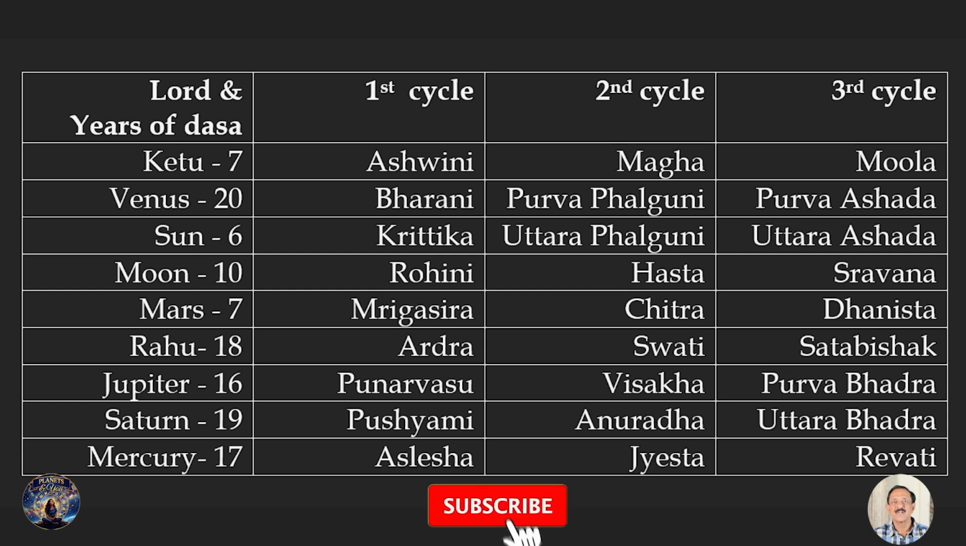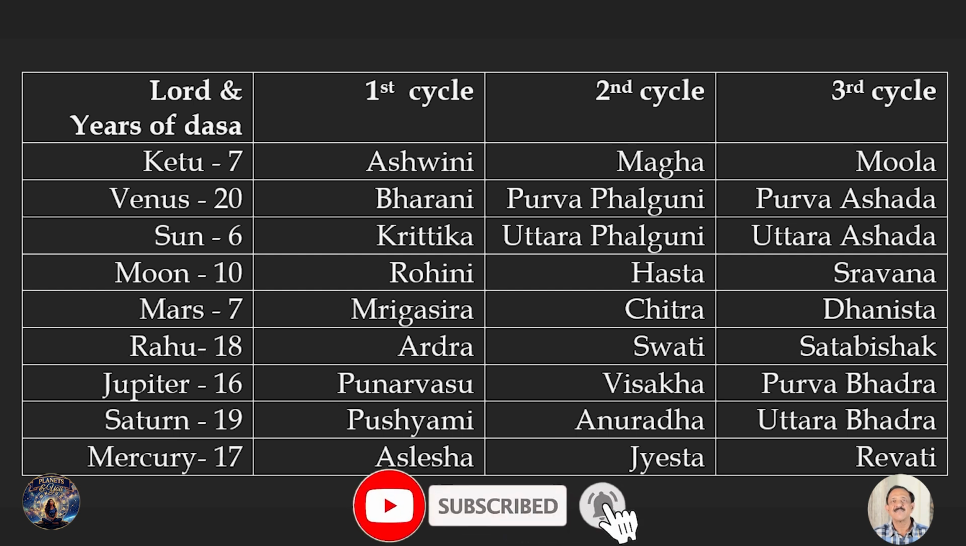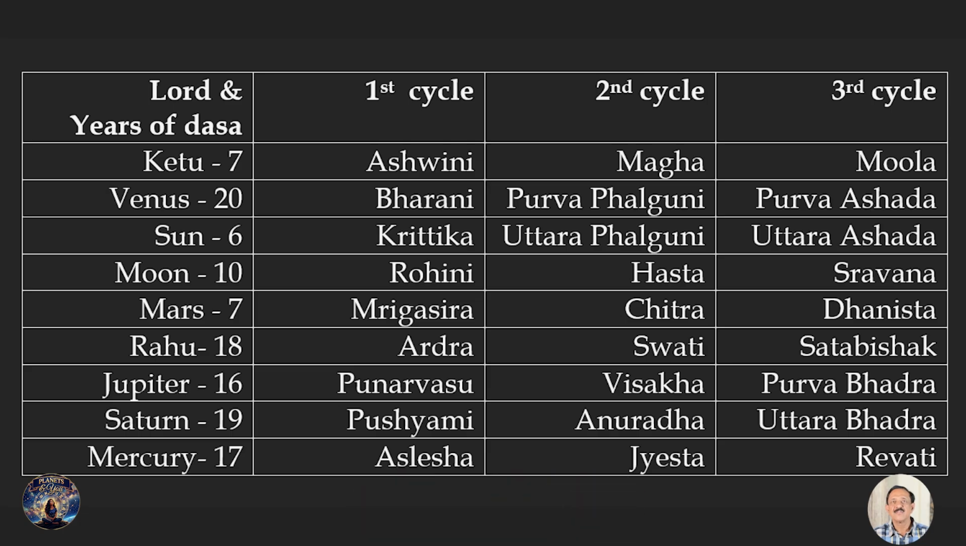Moon Dasha lasts for 10 years. Mars Dasha for 7 years. And Rahu Dasha for 18 years. Jupiter Dasha for 16 years. Saturn Dasha for 19 years. And Mercury Dasha for 17 years. When you add all these figures, it will come to 120. This is the full lifespan of a human being.